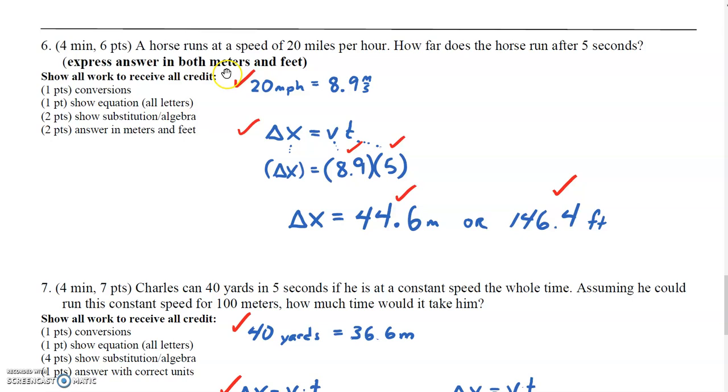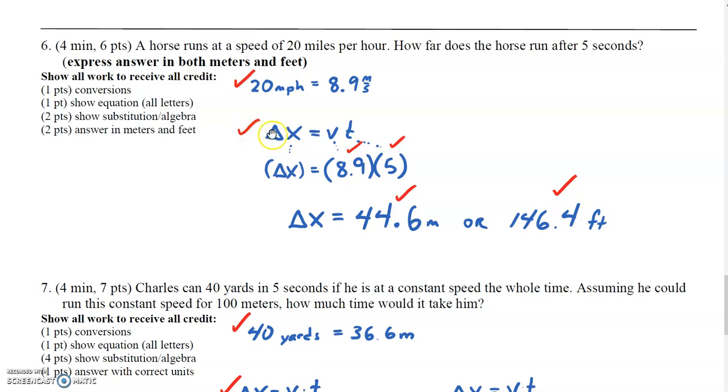In this problem, we have to first convert anything that's not in standard units into standard units. So 20 miles per hour is the same thing as 8.9 meters per second. That's using the conversion factor at the top of the test, which would say that 1 mile per hour is 2.24 meters per second. So I'd be dividing 20 by 2.24 to get to this answer. That's worth 1 point, as you can see here in the rubric.